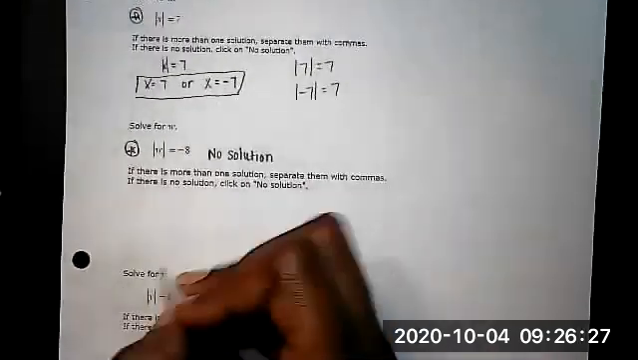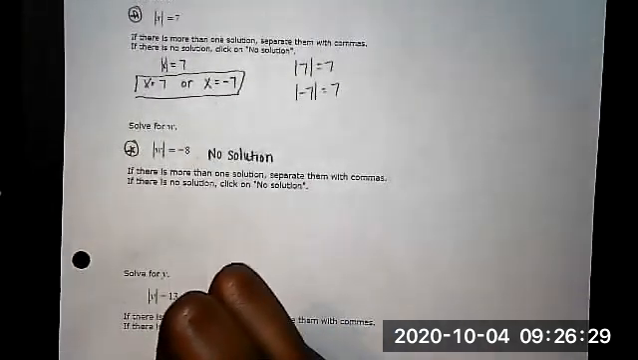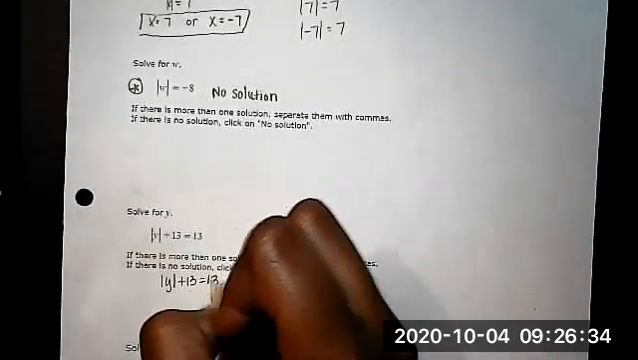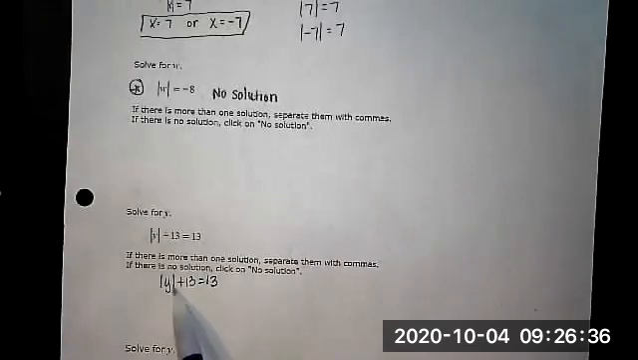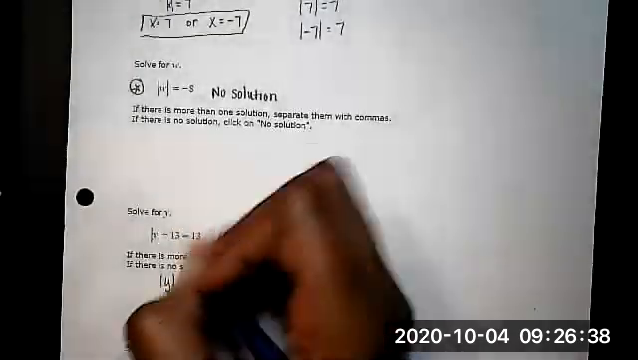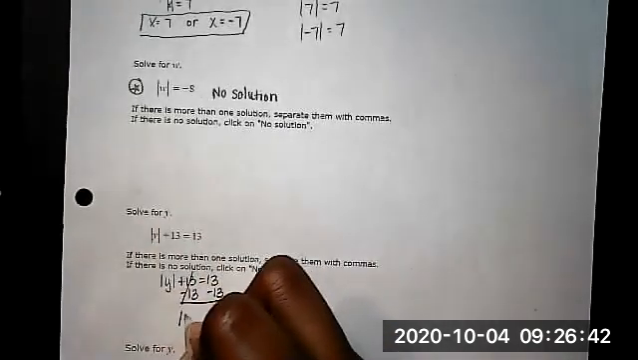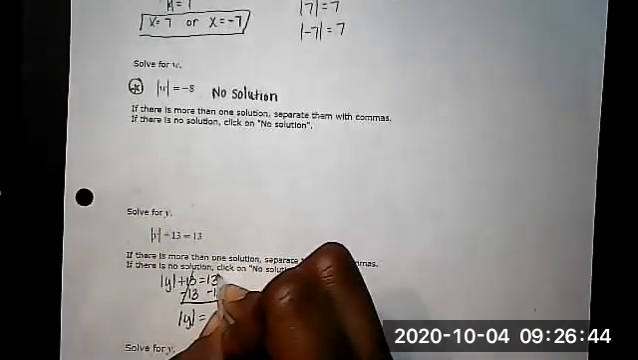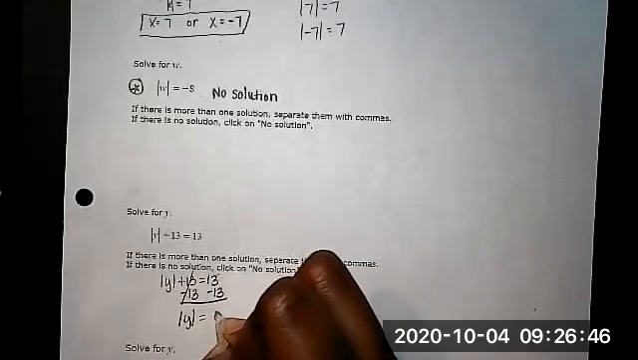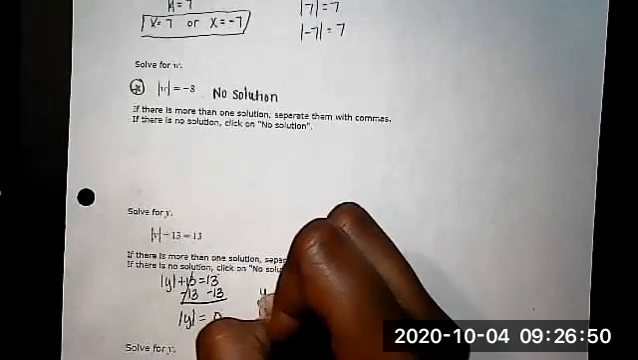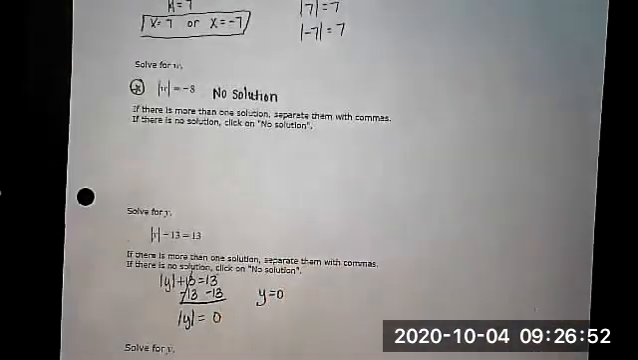Let's try this. You have the absolute value of y plus 13 is equal to 13. We need to get this absolute value by itself so that we can see what we're working with, okay? So I'm going to subtract 13 from both sides. I get the absolute value of y is equal to 13 minus 13, which is 0. And when you do that, your answer is y equals 0.